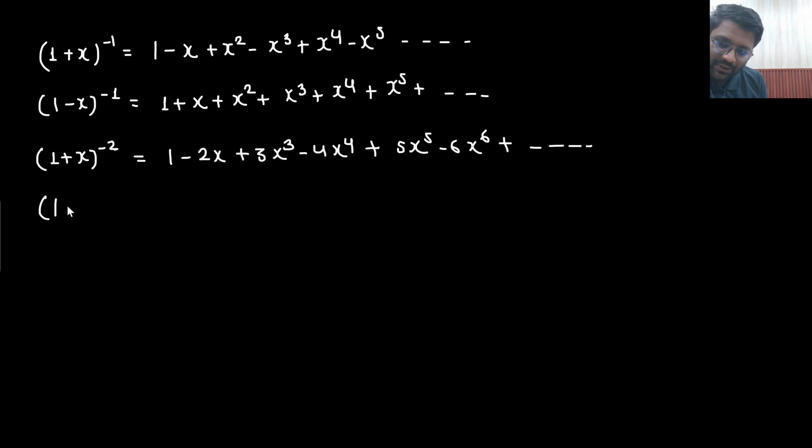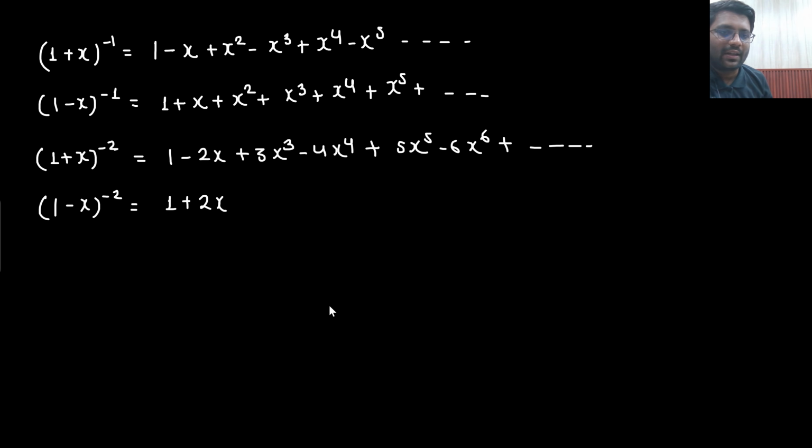Similarly, can you write down the expansion of 1 minus x to the power minus 2? What will happen? This minus 2 will come inside. 1 plus 2x. Minus 2 comes inside, it has become 1 plus 2x. So this is also plus, next one is also plus. So everywhere we will get plus plus plus only.